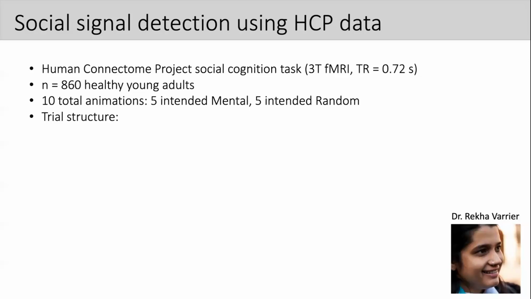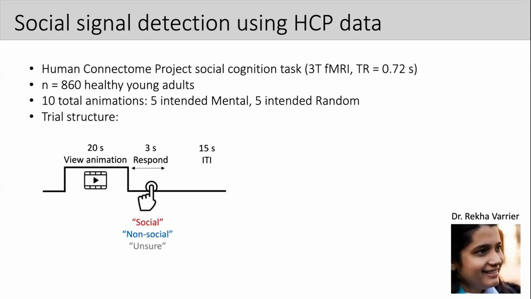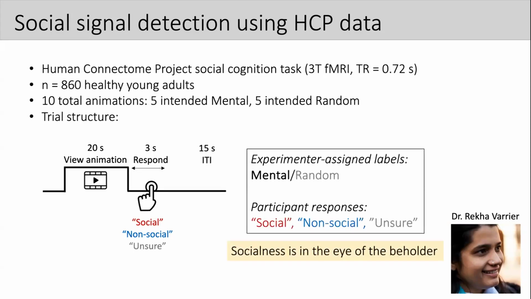We're using data from 860 healthy young adults here. As I mentioned, there were 10 total animations, so it was a short experiment, part of many tasks that the HCP was running. 5 of the animations were intended to look mental, as they called them. Those are their terms, not ours. And 5 were intended to look random. The trial structure was that people would watch an animation, and then they would have 3 seconds to respond as to whether they thought the animation was depicting a social interaction or not, or if they were unsure.